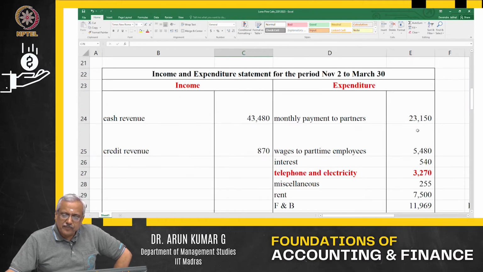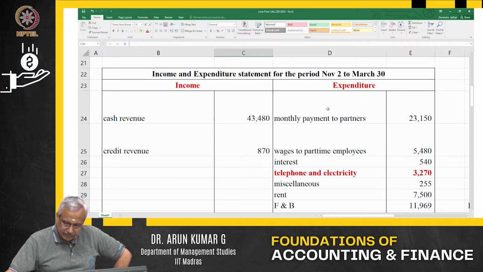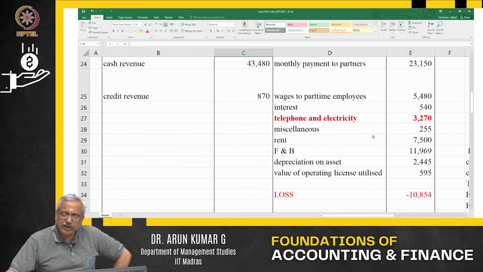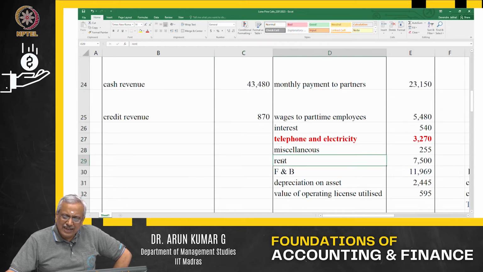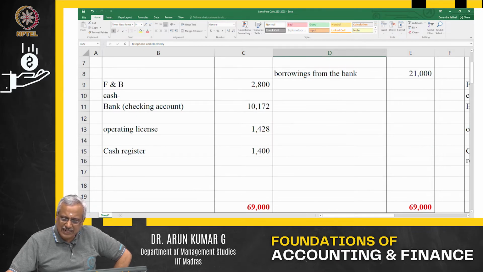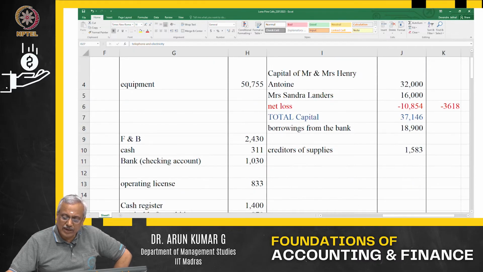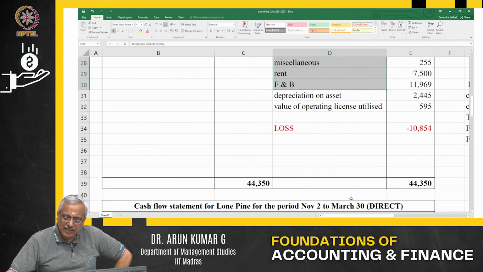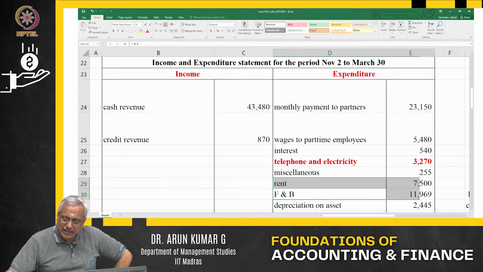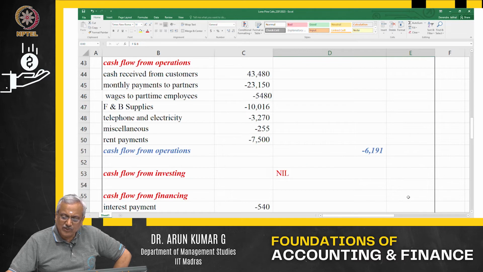Now, further we go here. We're starting with the expenses. Let's go to the revenues part of it. There is something called rent, 7,500, miscellaneous, telephone, etc. All these three, if you look at the balance sheet, the opening or the closing balance sheet, there is nothing pending with regard to any of these. So I don't worry about all that. Let us look at your F&B supplies. Your F&B supplies is 11,969.